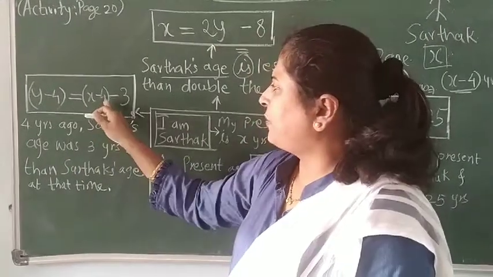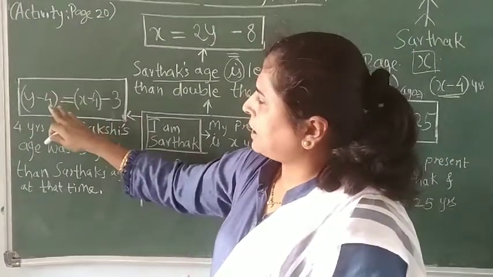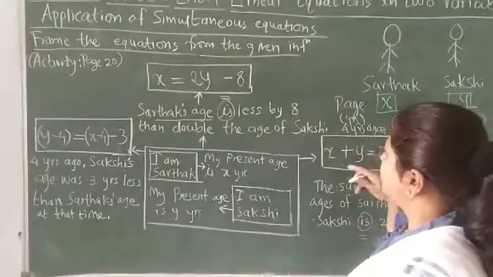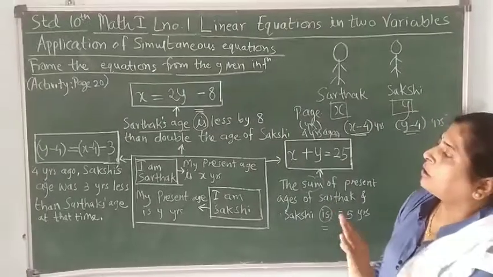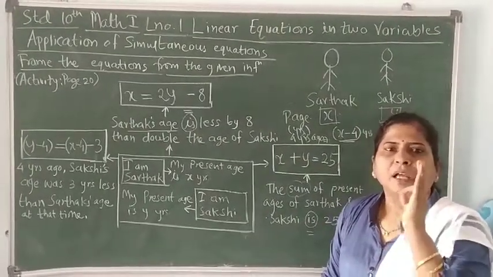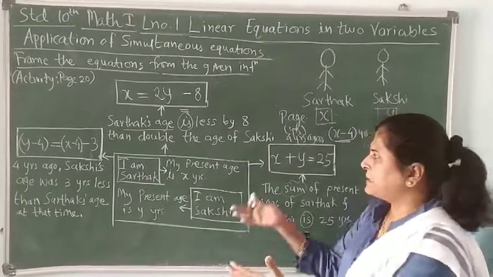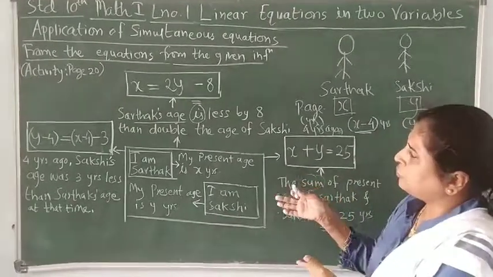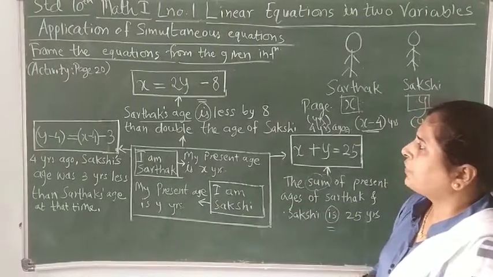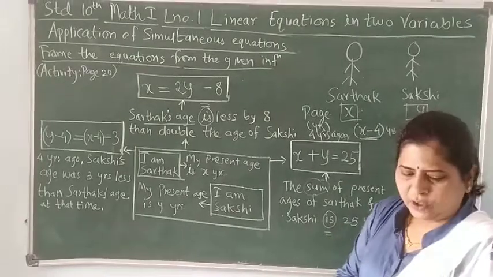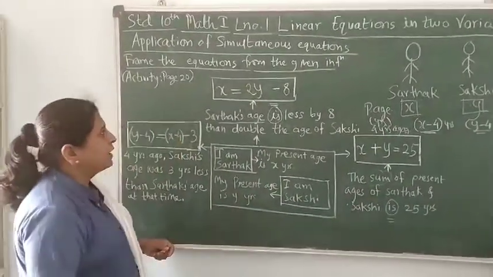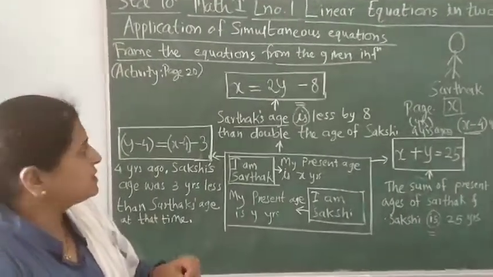Of course, you can simplify if you want, or you can keep it as it is. From this you can get the proper equation. Now from this information, we have got 3 equations. Now how can we solve and get the age of Sarthak and Sakshi? It's like a puzzle, na? So from this information, find the age of Sarthak and Sakshi. If I copy these 3 equations in one place, we can solve them simultaneously and get the answer: Sarthak's age and Sakshi's age.